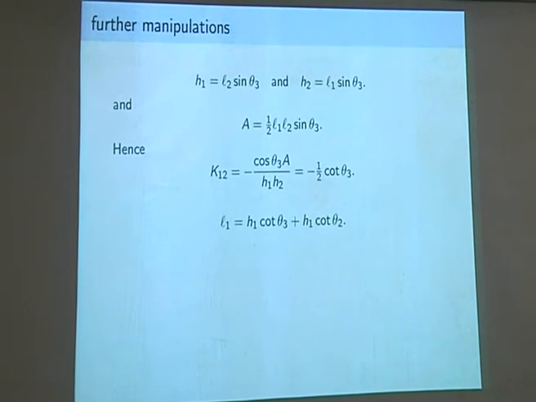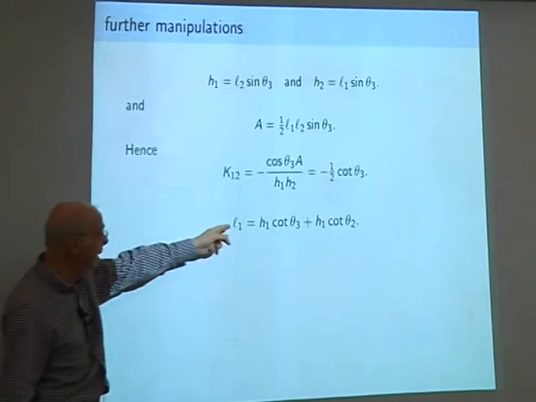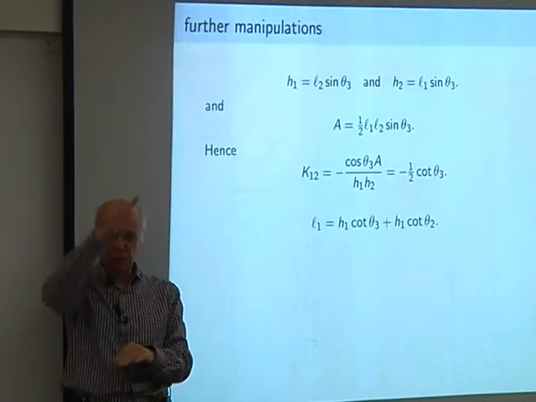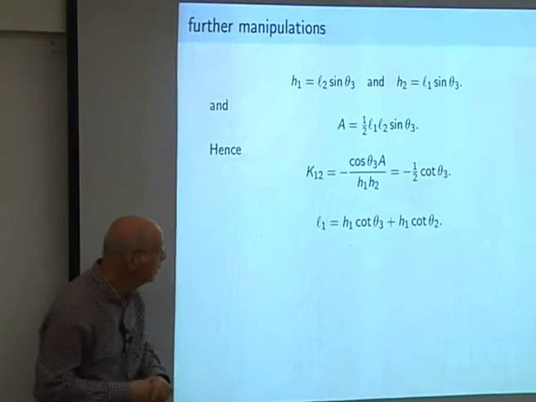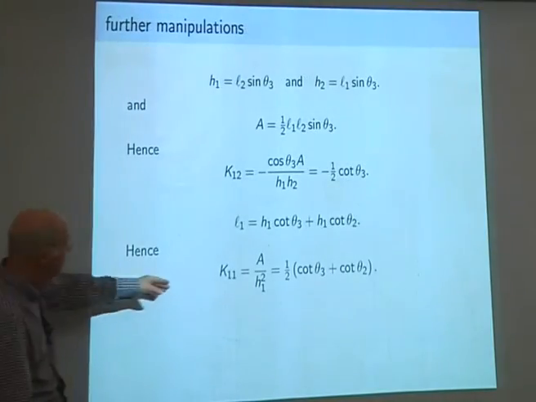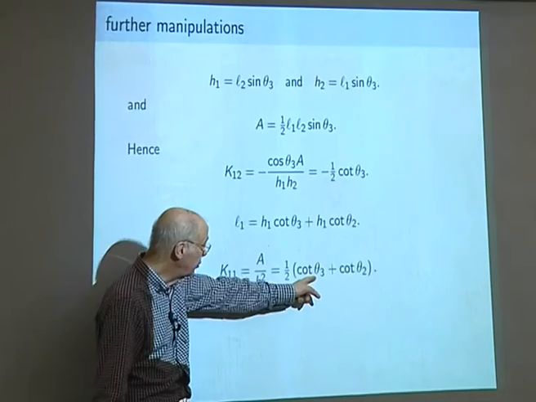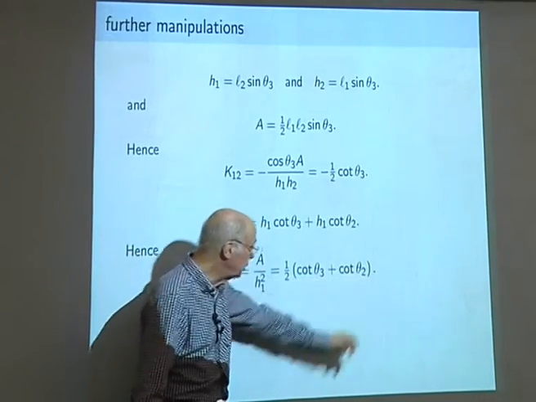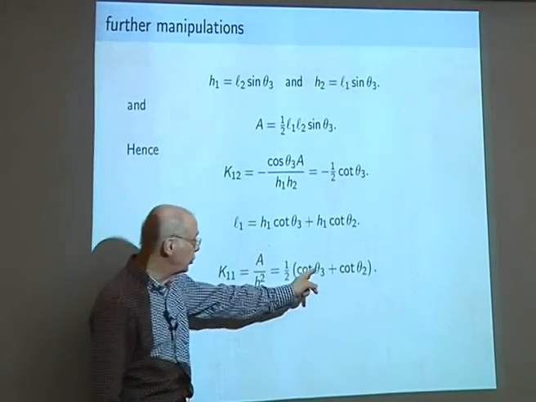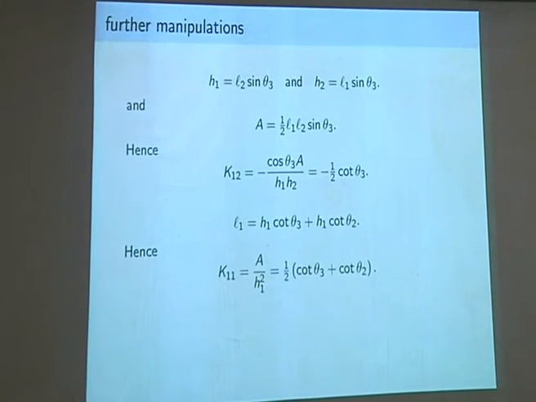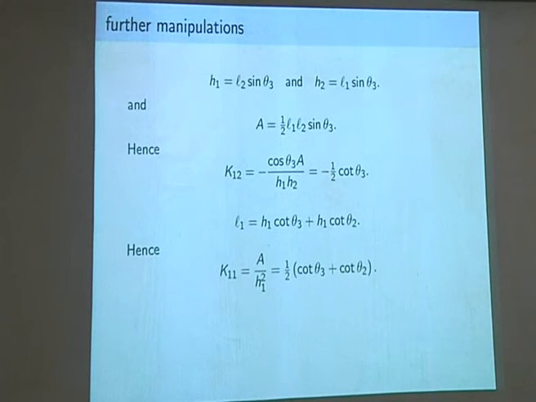Because there's another expression on the triangle that the base is equal to a contribution from one side and the other side, the matrix element 1,1 ends up being a half of cotangent of angle 3 and cotangent of angle 2. So 1,1 involves the two other angles. So it just depends on the cotangents of those three angles to work out the matrix elements 1,1 and 1,2 and 1,3.